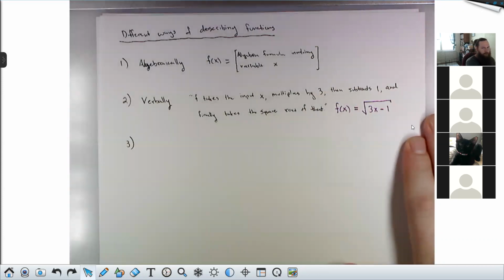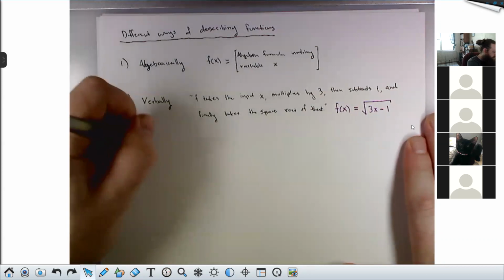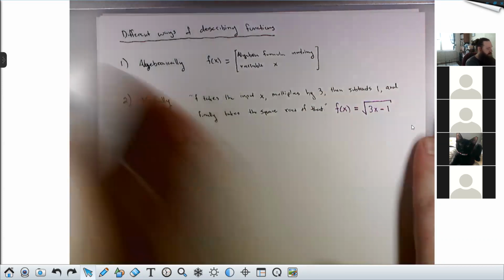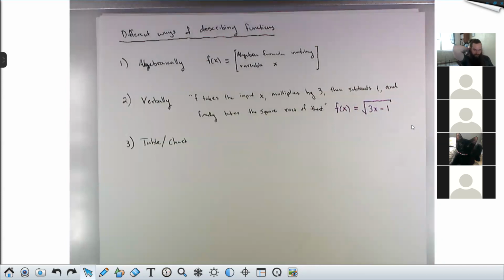Another way we can describe a function is by giving you a chart or a table. You know, just input-output pairs listed explicitly. This is actually kind of boring because if I've got some table of input-output pairs, then necessarily there's a finite number of inputs on that table, right? Your table can't go on and on and on forever.